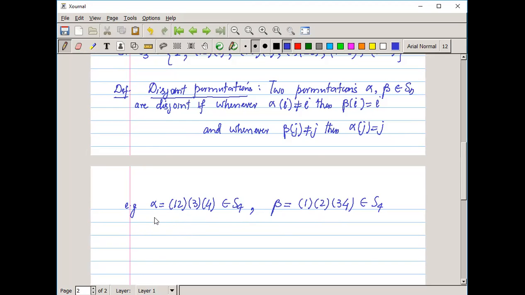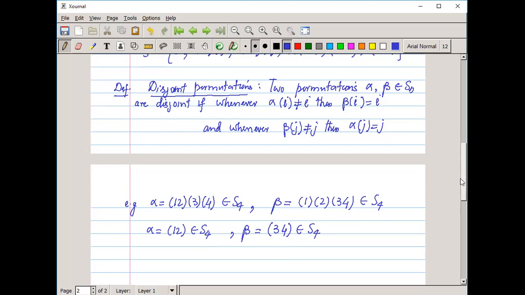Now in permutation or symmetric group theory, whenever an element is fixed by a permutation, it is usually skipped in writing. So actually we can also write alpha equal to (1 2) belonging to S4. As 3 and 4 are not appearing here, we mean that 3 is fixed by alpha and 4 is fixed by alpha. Similarly, we can write beta as (3 4). This is an element of S4, so 1 and 2 are not appearing here. It means that beta fixes 1 and beta also fixes 2. So therefore these two permutations (1 2) and (3 4) are two disjoint permutations in S4.